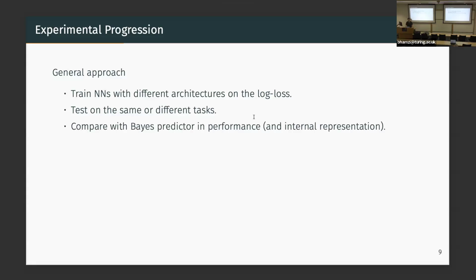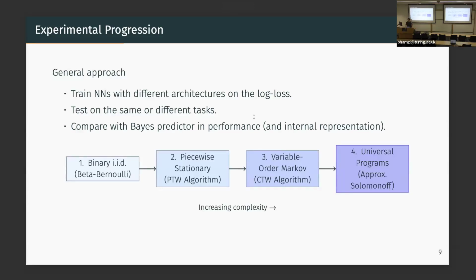We will compare the neural predictor with the Bayes predictor in terms of log likelihood or regret. Additionally, we'll also show some visualizations of the internal representations, to see how they behave like a Bayes predictor. This is sort of a ladder of complexity. We're starting from really simple binary IID, conditionally IID sequences, and then gradually moving towards universal programs, essentially approximating Solomonoff with neural networks.